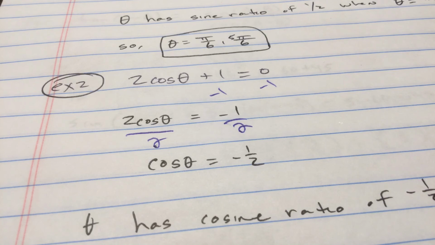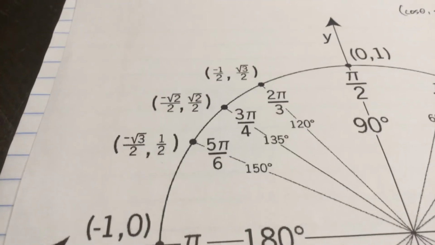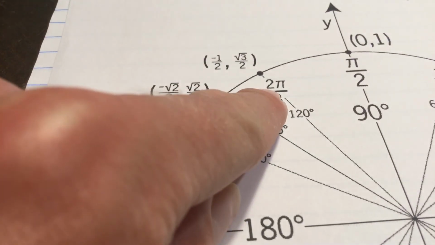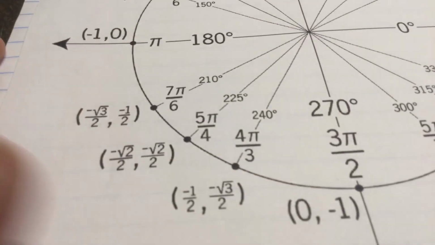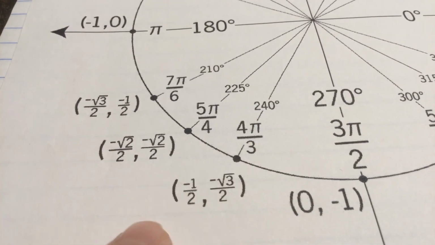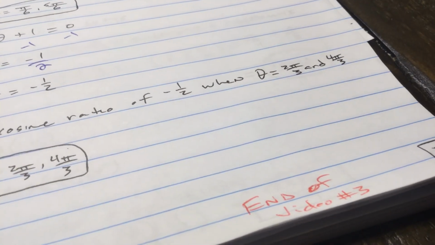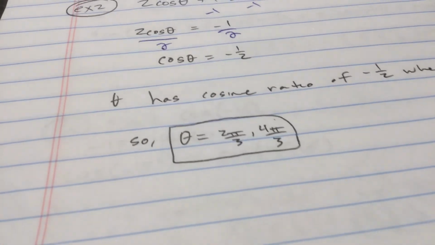Again, start with, okay, cosine is x. When is x negative? X is negative in the second and third quadrants. When is my x coordinate a negative 1/2? 2 pi thirds, so it's in the pi thirds family, and 4 pi thirds. So theta is 2 pi thirds and 4 pi thirds. All right, so that is your answer.